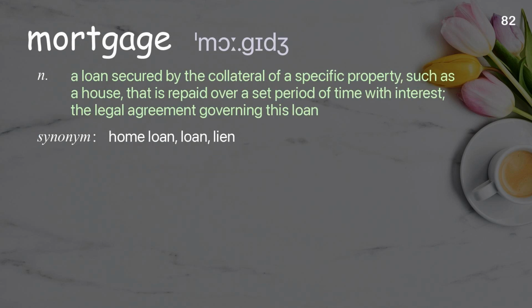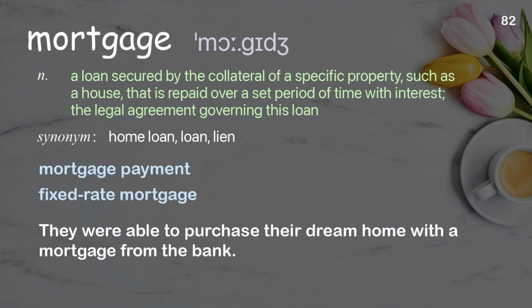Mortgage. A loan secured by the collateral of a specific property, such as a house, that is repaid over a set period of time with interest, the legal agreement governing this loan. Examples: Mortgage payment. Fixed rate mortgage. They were able to purchase their dream home with a mortgage from the bank.